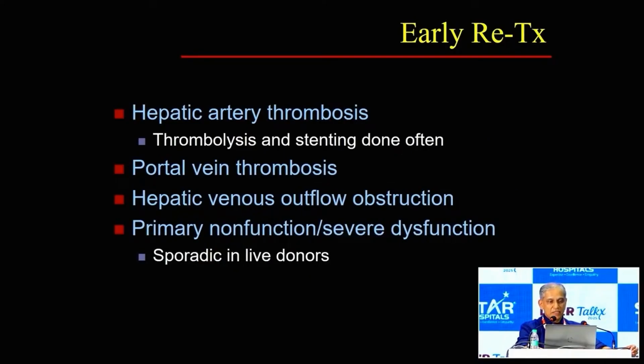In early retransplant, the majority are for hepatic artery thrombosis. But in the living donor scenario, because of the lack of cadaveric donors, a lot of thrombolysis and stenting has been done, so that number has come down a little bit. Portal vein thrombus is often difficult to salvage. Same with hepatic venous outflow obstruction. And primary non-function or severe dysfunction is rare in live donors, but it does occasionally happen.